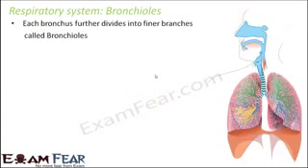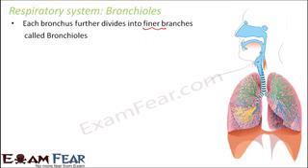So let us look at bronchioles. Each bronchus further divides into finer branches which are called bronchioles. So these are again finer than the bronchi. So here you can see the bronchi, this is the primary bronchus, the thicker one. Then it forms the secondary bronchi, which are again thinner, and that means bronchioles are finally very thin, almost hair-like structures.